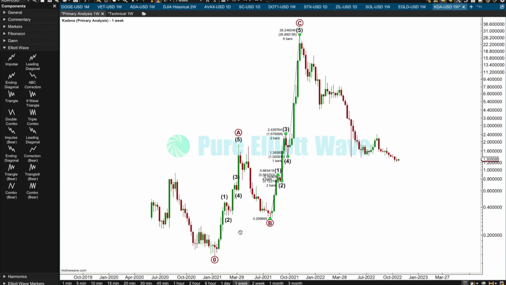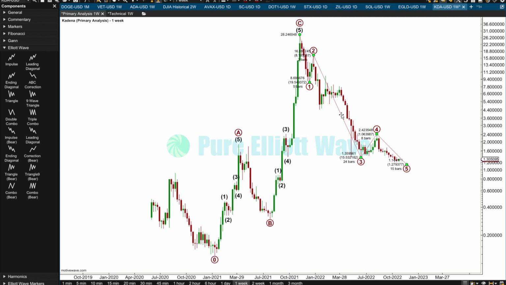Oh, it could be A, B, C, a huge expanded flat. So there could be a 3 up, a 3 down, and then a 5 up. The 3 down would be expected to move beyond the start of A, though, and this low is just over 12 cents, so that would be pretty low. I think this looks like an unfolding 5, so I'm going to put that in at primary degree. Oh, not sure about that actually. No, oh no, it could be.